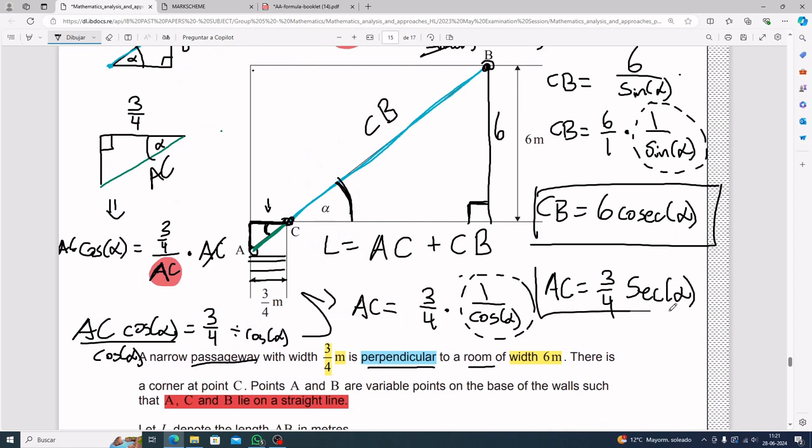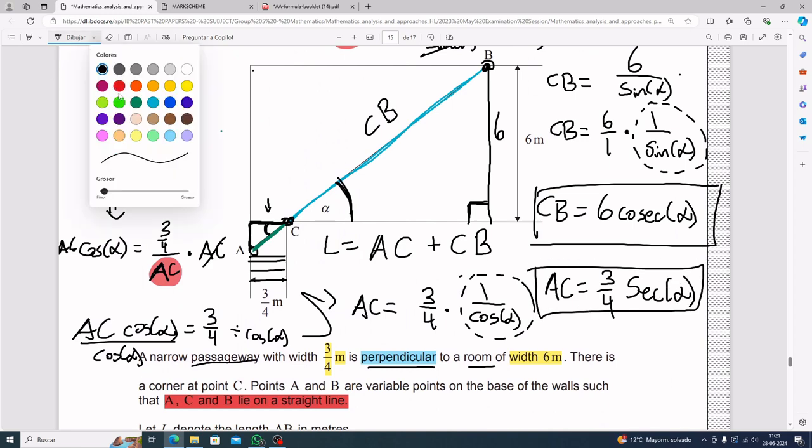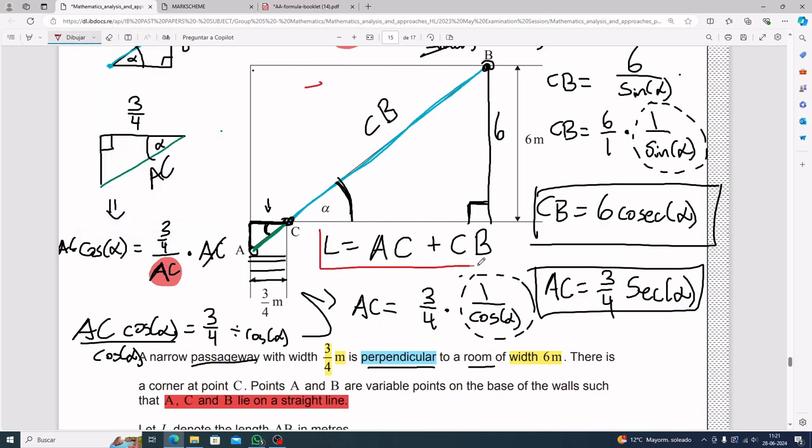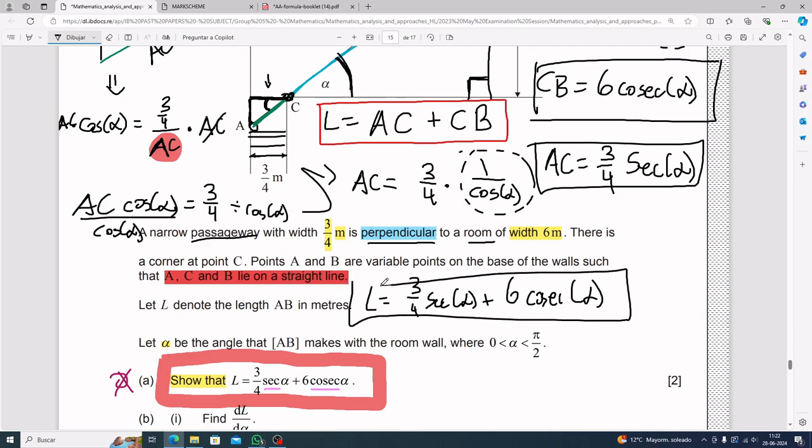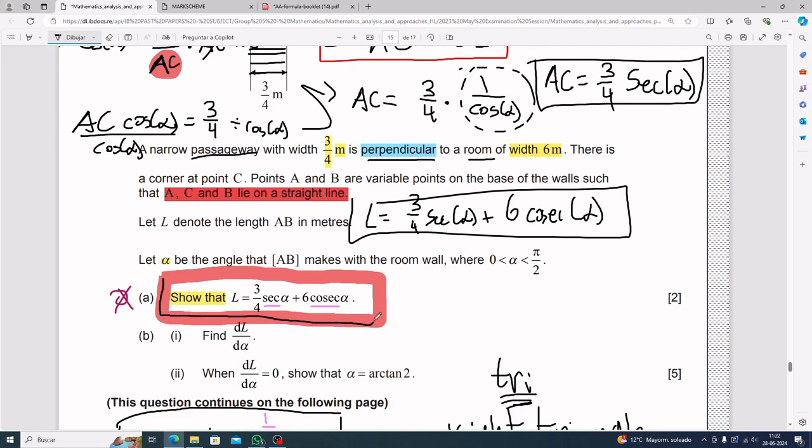Now if I apply my formula from earlier, this long distance has to be what's in green plus what's in blue. Clearly you end up with AC, which is 3 over 4 sec alpha, plus CB, which we said was 6 cosec alpha. It is the same thing that they told us to show down here.